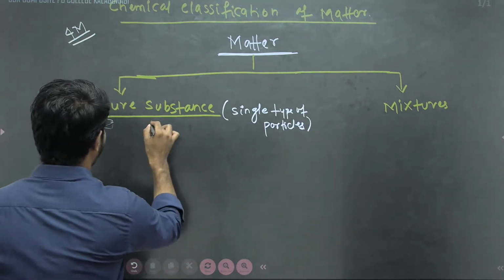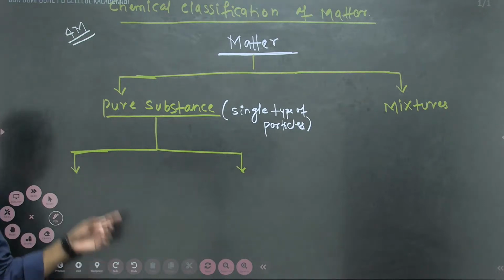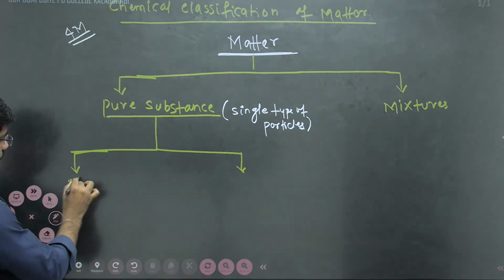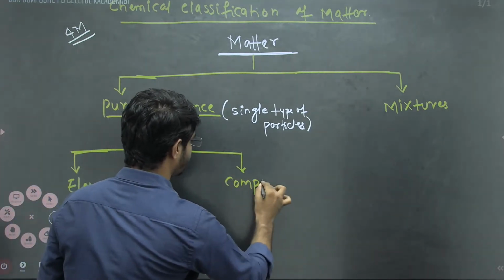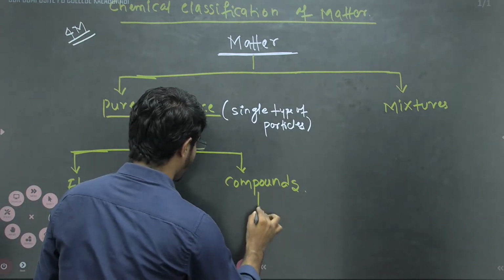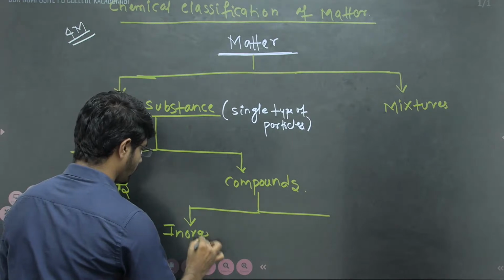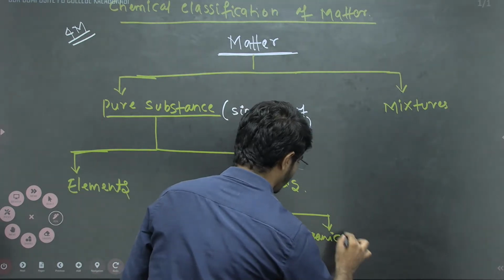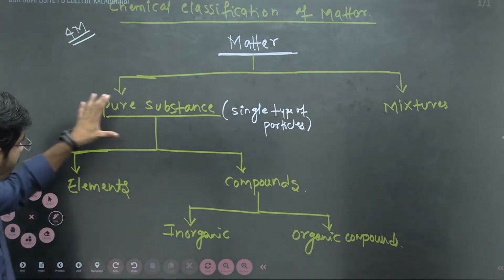And this is further classified into two more classifications: elements and compounds. Then this compound is further classified as inorganic compounds and organic compounds. So this is the classification of pure substance.